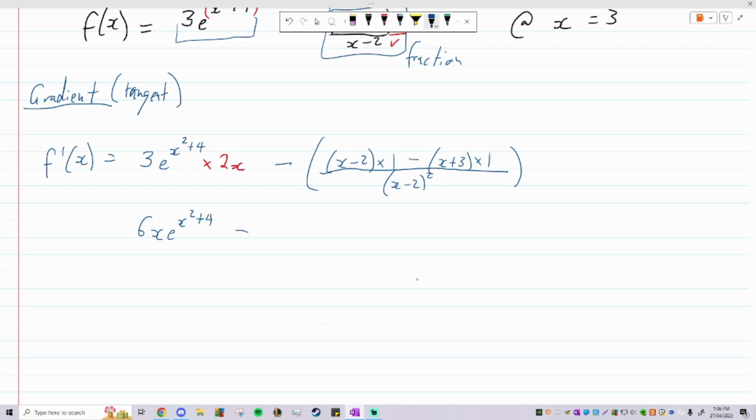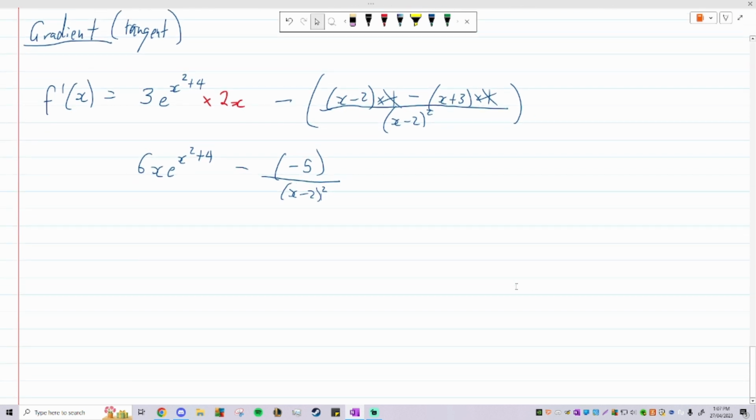Now I'm going to tidy up the inside in here. All of this times 1, that times 1 doesn't really matter, so we can get rid of that. Then we've got an x take away an x, so that gets rid of each other. And then we've got a take 2, take 3, so it's going to be a take 5 over x take 2 squared. And finally, the negative and the negative cancel to make a positive. So 6x e to the x squared plus 4 plus 5 over x take 2 all squared.